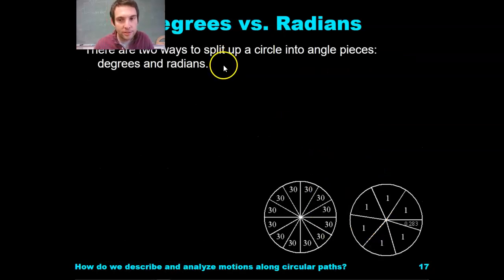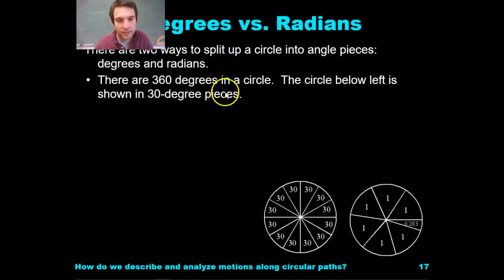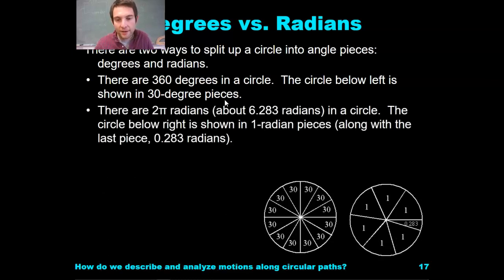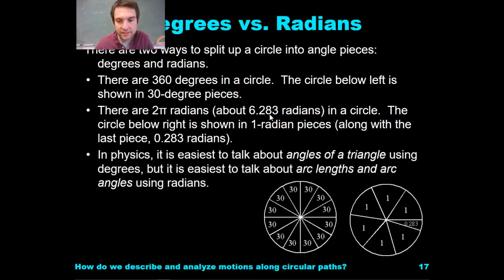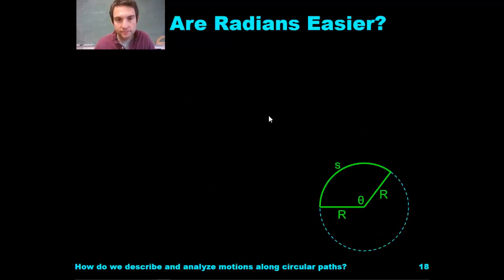There are 2 ways to split a circle into angle pieces, degrees and radians. There are 360 degrees in a circle. The circle below on the left is shown in 30-degree pieces. There are 2 pi radians, about 6.283 radians in one circle. The circle to the right is shown in 1 radian pieces, along with the last piece, 0.283 radians. In physics, it's easiest to talk about angles of a triangle using degrees, but with circles, we use arc lengths and arc angles using radians.